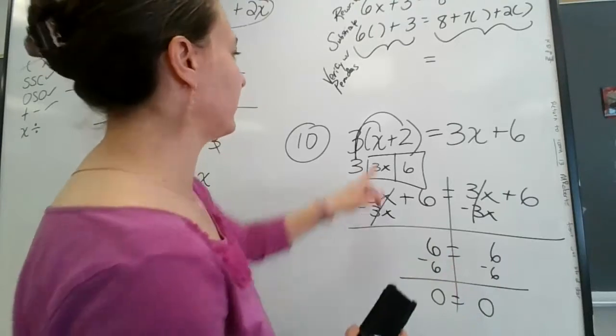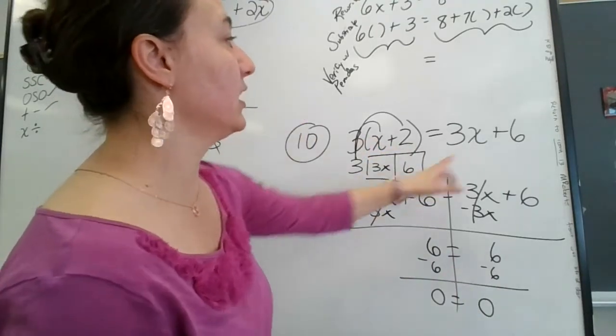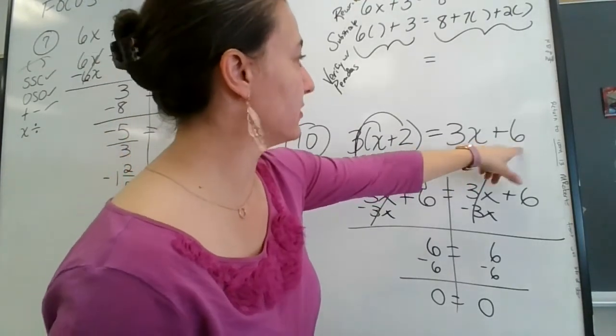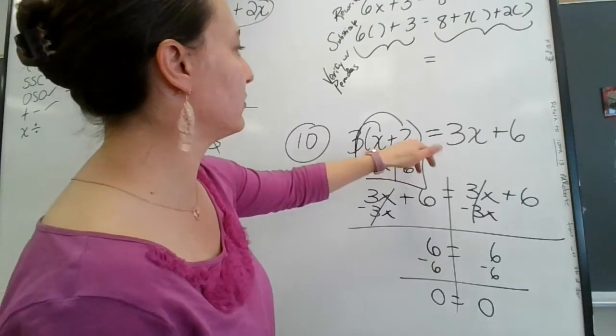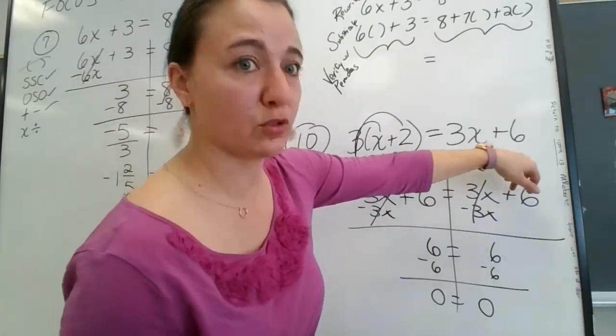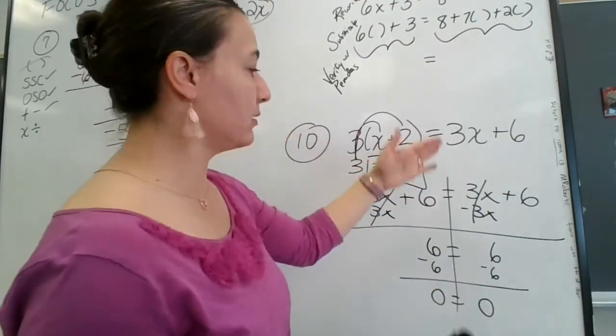Let's put a 1 in here. If I put a 1 in here, 1 plus 2 is 3. 3 times 3 is 9. If I put a 1 in here, 3 times 1 is 3 plus 6 is 9. If I put a 2 in here, 2 plus 2 is 4 times 3 is 12. If I put a 2 in here, 3 times 2 is 6 plus 6 is 12. If I put any number in there, including the negatives, this is going to be equal.